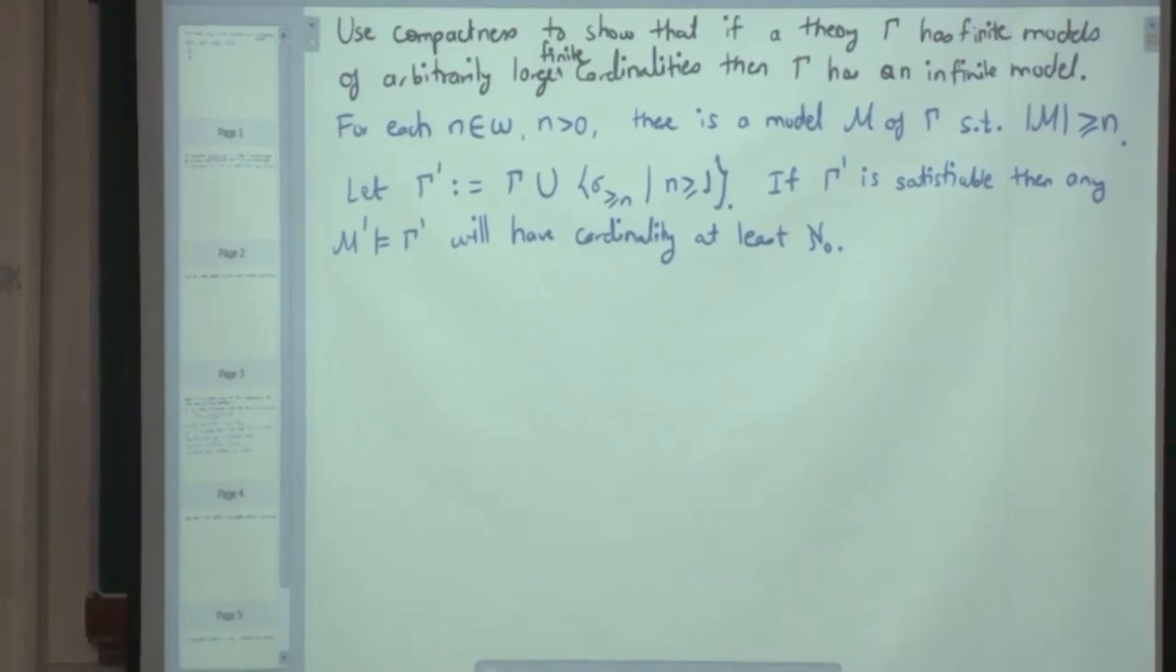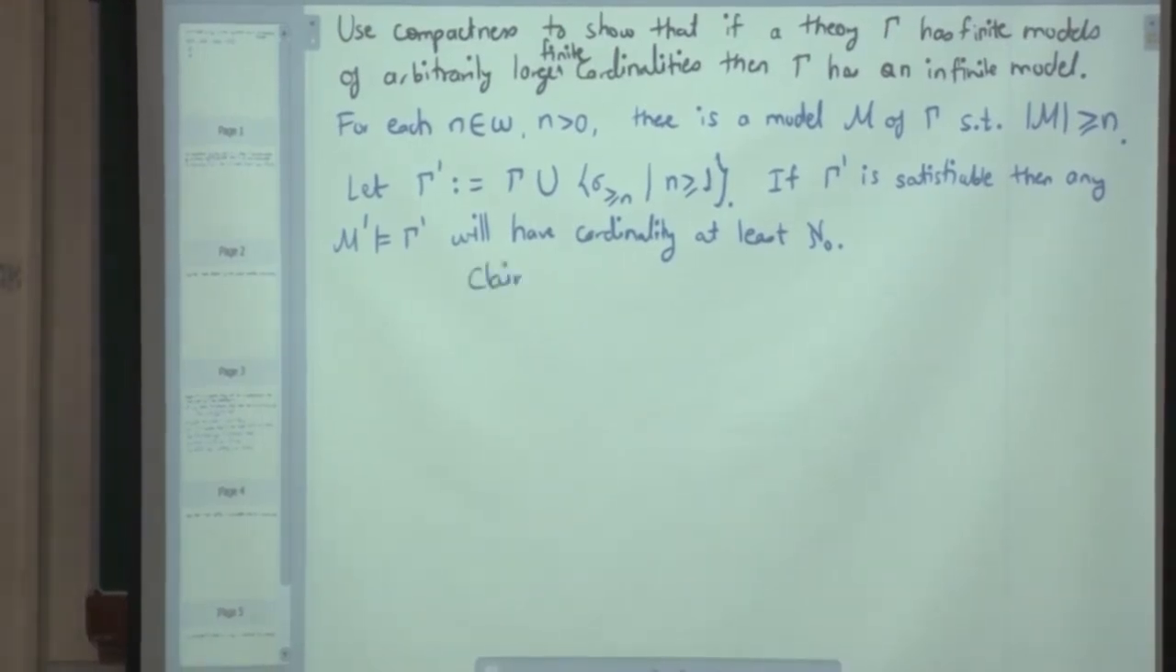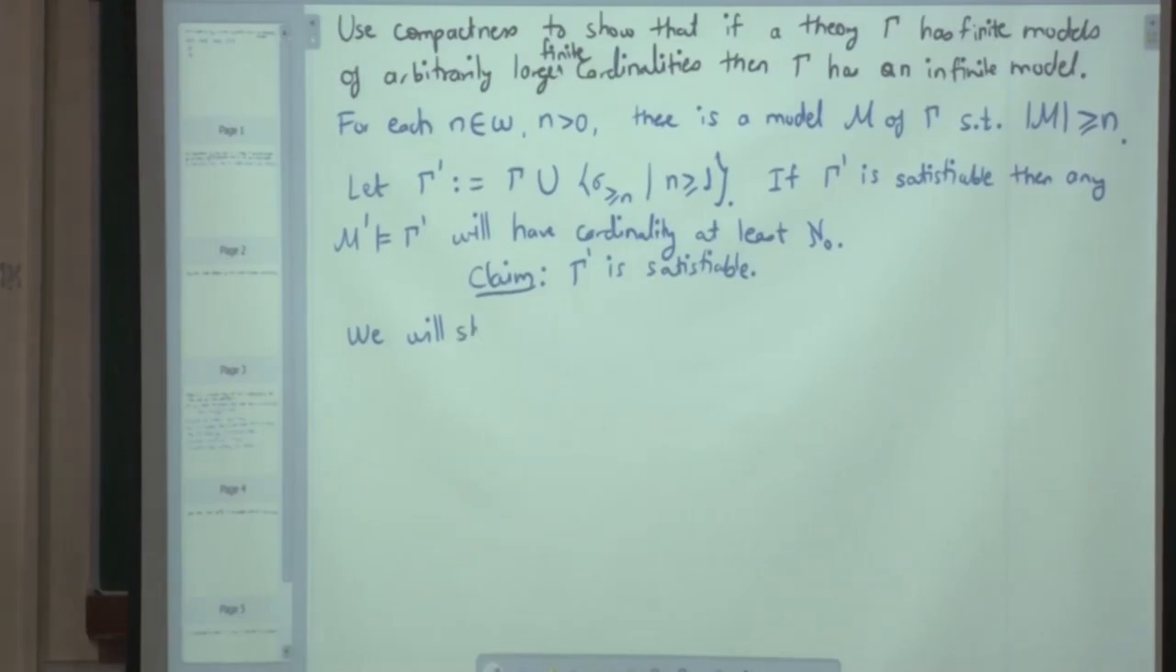Okay. So, what is our claim? Gamma prime is satisfiable, but thanks to compactness, we do not actually have to check for satisfiability, we have to check for finite satisfiability. So, we will show that gamma prime is finitely satisfiable. Okay, how do we show something like this? We take any finite subset.